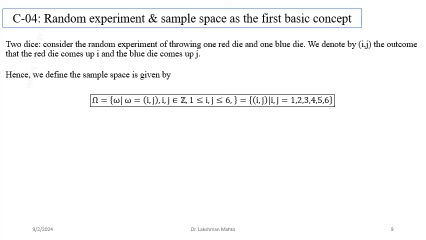Once you are able to identify an outcome, you have to list out all possible outcomes. So we list all possible outcomes (i, j), where i takes values 1, 2, 3, 4, 5 up to 6, and j takes values 1, 2, 3, 4, 5 up to 6. These are integers taking values 1 to 6. So how many outcomes would there be? 36.